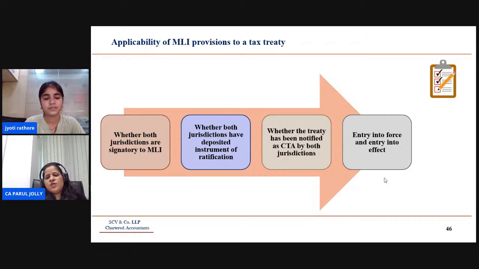Once this is determined, then we'll have to see what the entry into force and entry into effect are. Provisions of the MLI will be applicable only when there is an entry into effect. So entry into force determines the entry into effect. For example, India deposited its instrument of ratification on 25th of June 2019, and as I just mentioned, Indonesia deposited it on 28th of April 2020. Entry into force would be on the expiry of 3 calendar months from the date of deposit of the instrument of ratification. In case of India, it was 1st of October 2019, and in case of Indonesia, since the date of deposit is 28th of April, so May, June, July, 1st of August 2020 would be the date of entry into force.